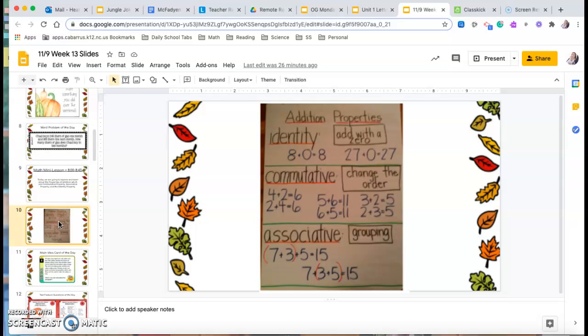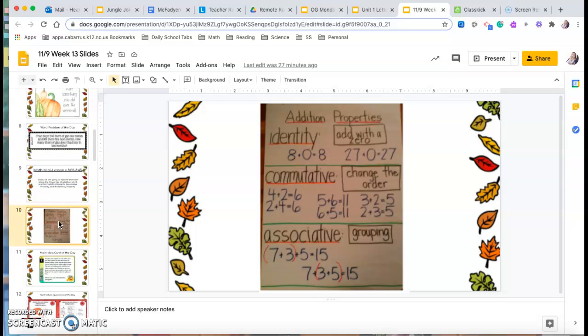Remember, all numbers have to be in the same exact order. So the 7 is first in both, then the 3, then the 5. And then both of them equal 15. The parentheses is the only thing that moves. So in the first one, the parentheses is around the 7 and the 3. And the second number sentence, the parentheses is around the 3 and the 5.